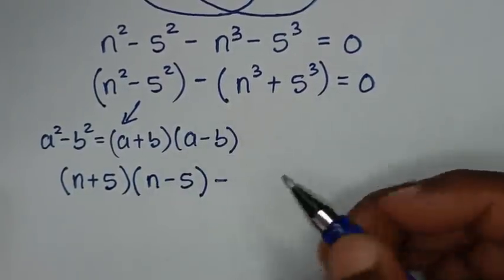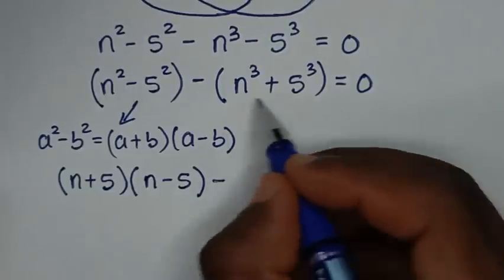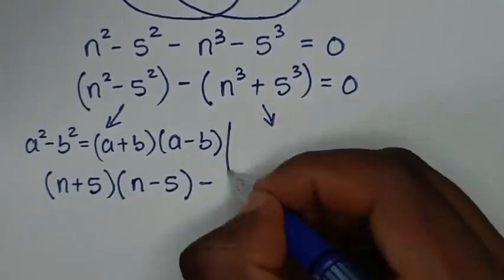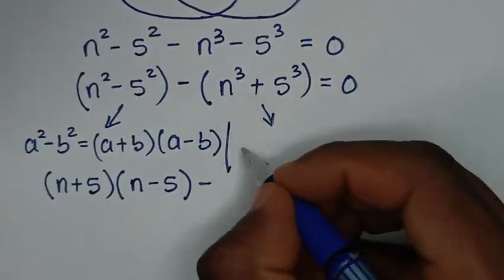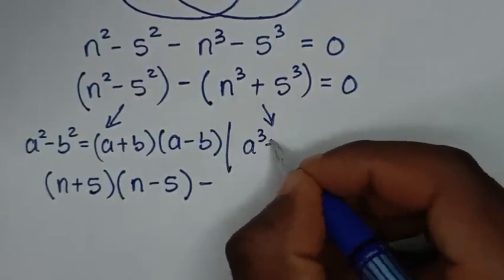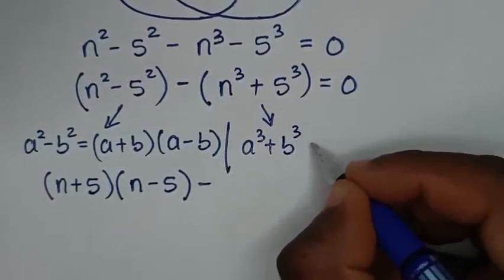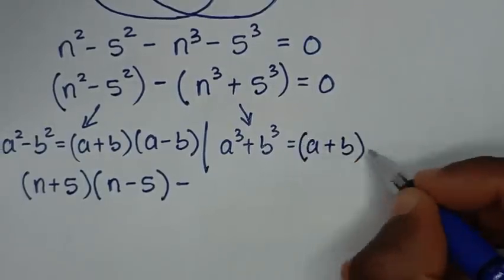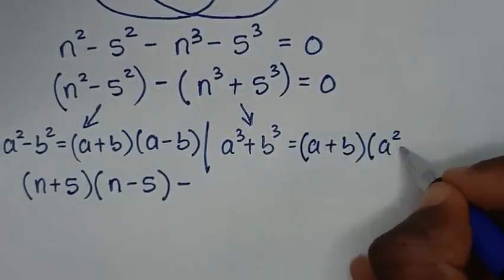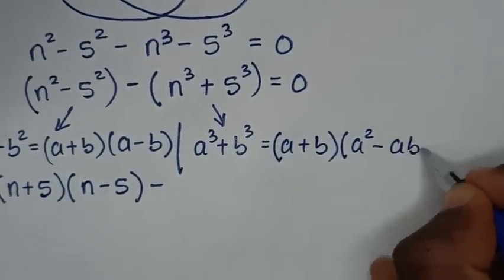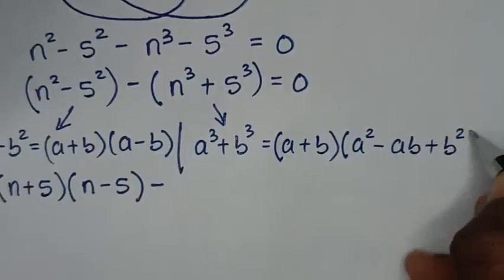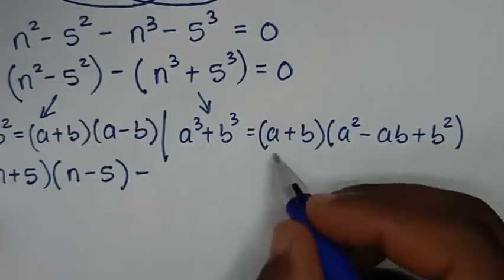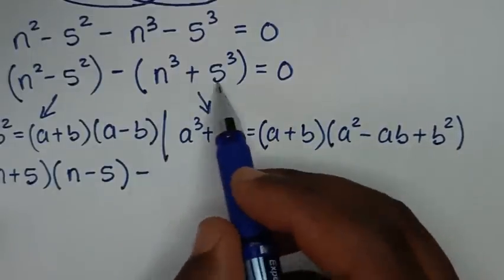Then minus, from this part here is in the form of perfect cube. So we'll apply a perfect cube rule in this form, whereas this is in the form of a^3 plus b^3 is equal to a plus b bracket a square minus ab plus b square bracket. Now by applying this form here of a plus b, it will be n plus 5.